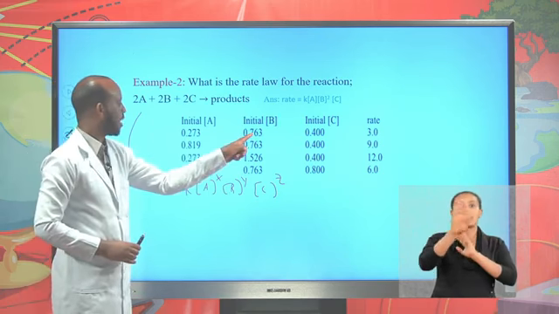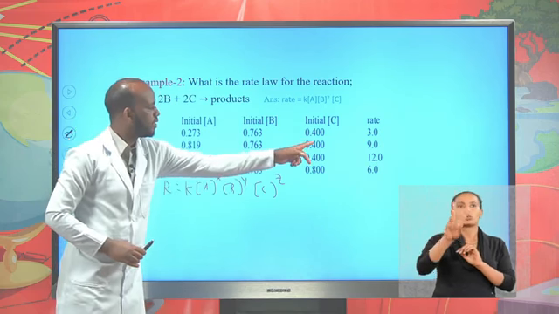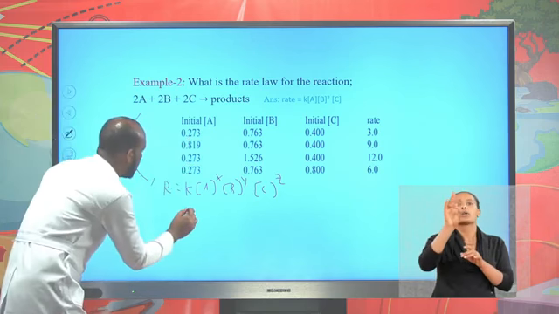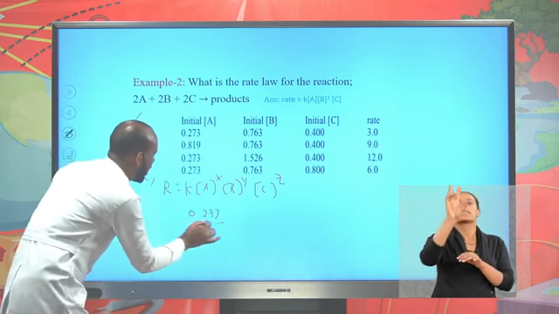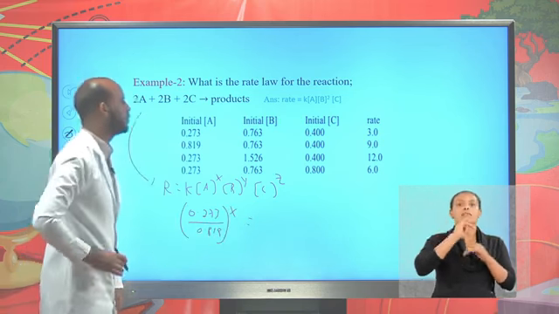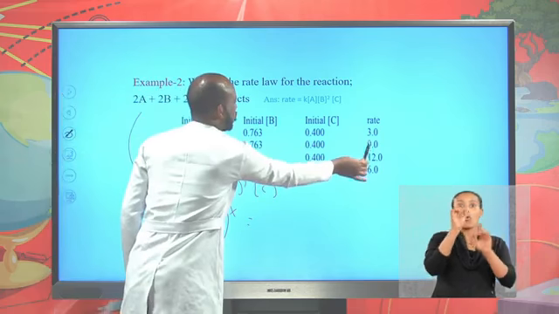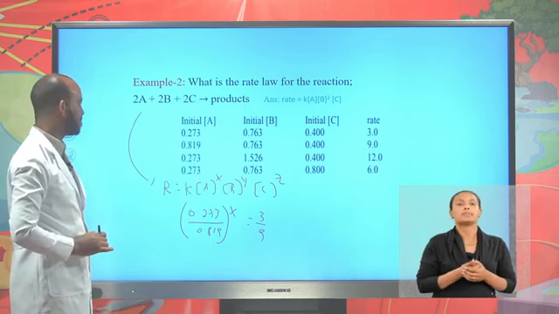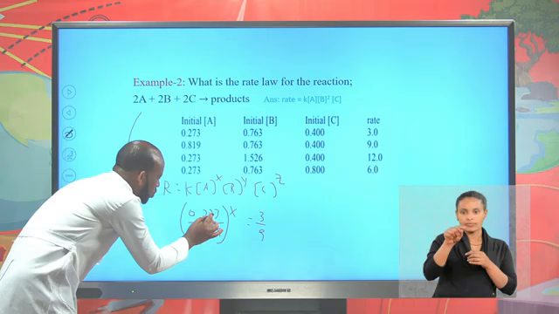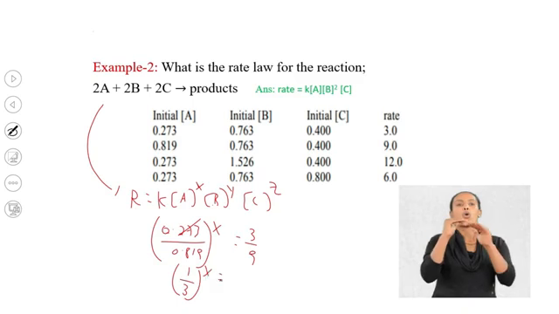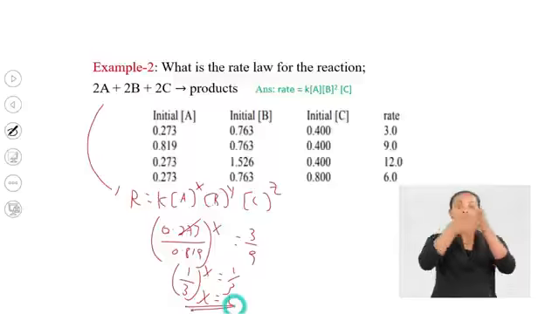The concentration of B and C are constant in experiment 1 and experiment 2. Now, 0.273 divided by 0.819 to the power X equals rate 1 divided by rate 2, which is 3 over 9. Dividing by 3, this is 1 over 3 to the power of X equals 1 over 3. From this, X equals 1. The value of X is 1.